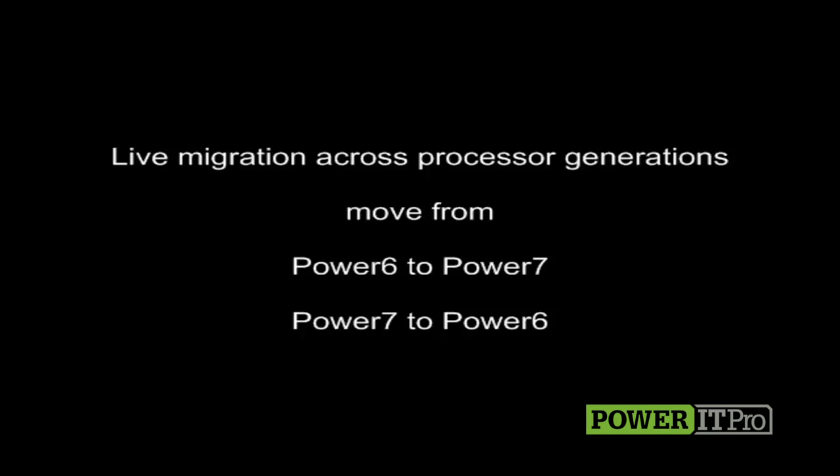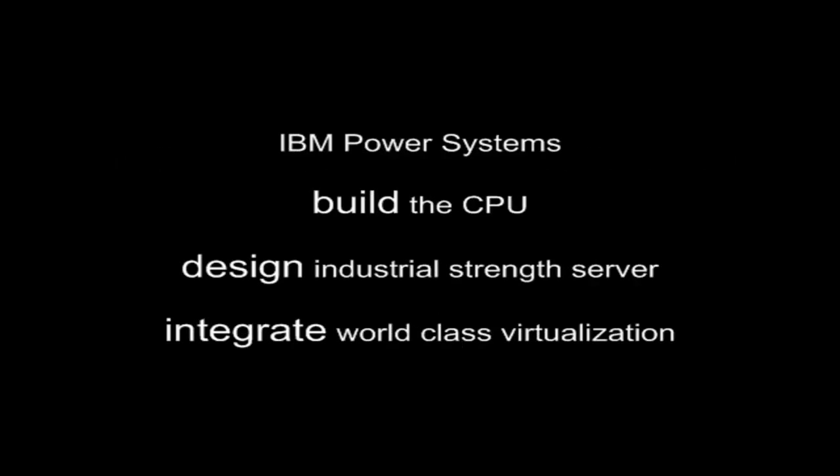We can perform live partition mobility operations across processor generations and across the server family. I can move from Power 6 to Power 7 and I can move between models. Maybe I need to move to a more powerful server or a less powerful server. This can happen seamlessly on a running machine. With IBM Power Systems, the same company builds the processor, builds and designs the servers, and integrates their virtualization solution into the overall system architecture.